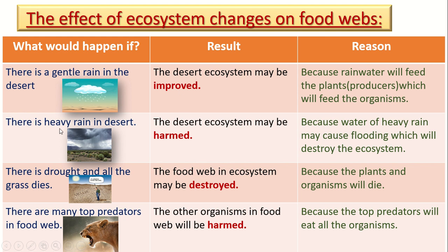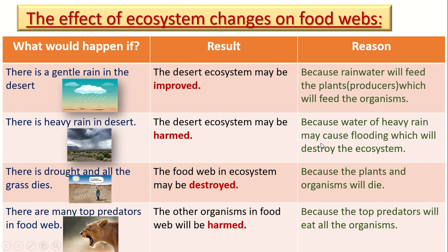Okay, number two, heavy rain on the desert. It's not gentle rain, it's heavy rain. What will happen if there is a heavy rain on the desert? Will the desert improve or be destroyed? The desert will be destroyed and harmed. Why is it harmed? Because the heavy rain will make a flood. Do you know what a flood is? When the water comes over the land, this is called a flood. When a flood happens, the ecosystem will be destroyed. So the heavy rain is harming the ecosystem.